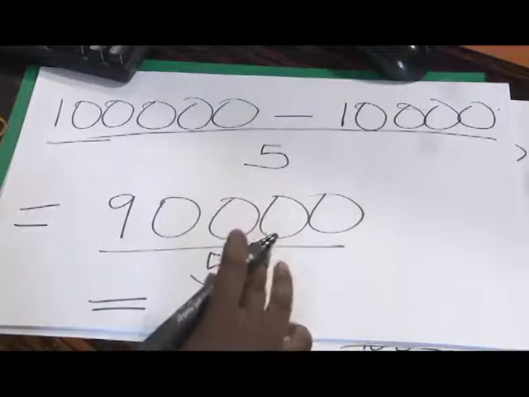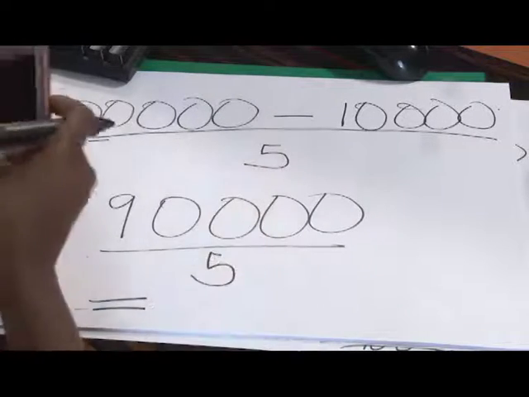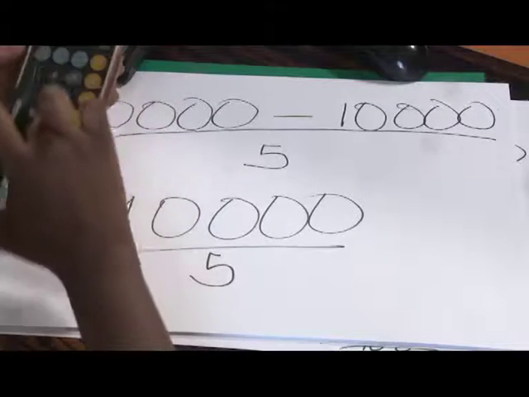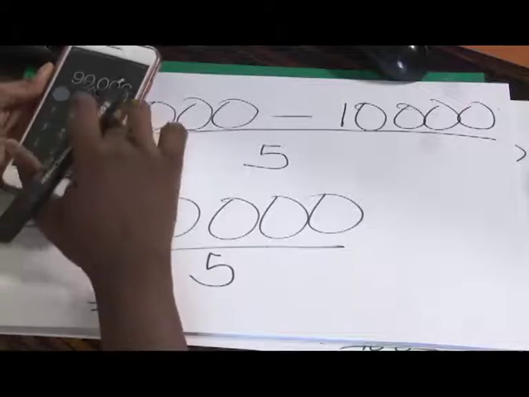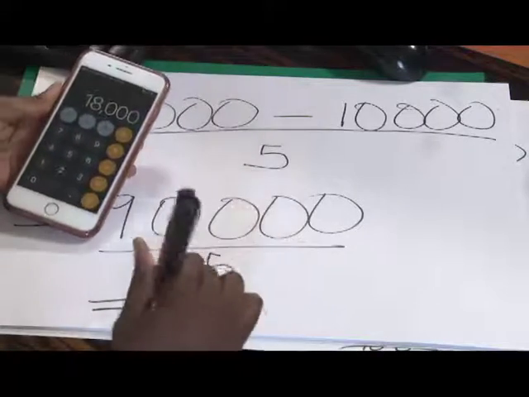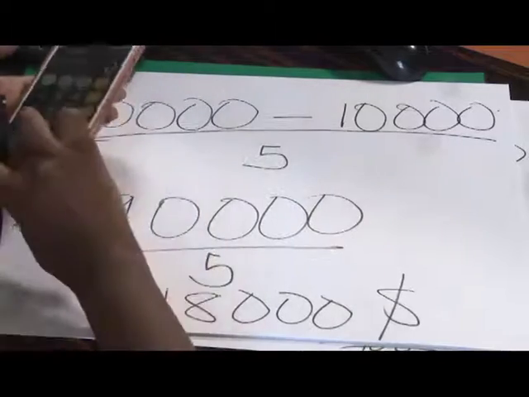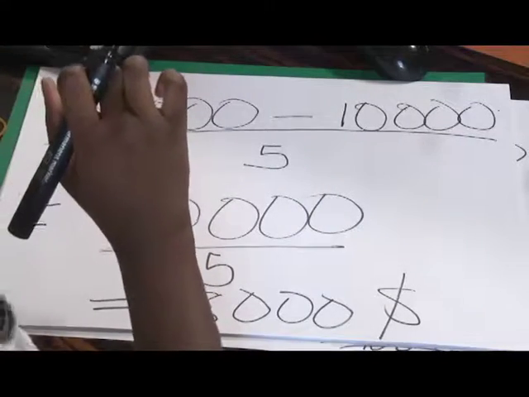I can't get this on the calculator. 90,000 divided by 5, then we are going to get 18,000. So 18,000 will be my depreciation for every year. We say it's the fixed amount method because every year, and this is for 5 years.